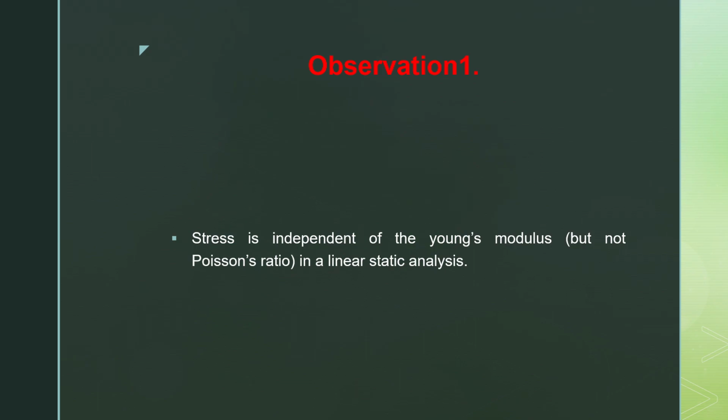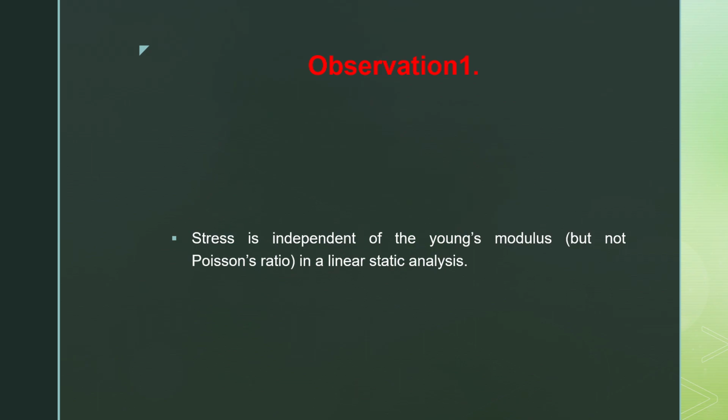Observation one: the stress induced in the structure is independent of the Young's modulus. Let us say you have a structure made of steel, and it is showing a maximum stress of 100 megapascals. Now, even if you change the Young's modulus of the structure from 200 GPa to, let us say, 30 GPa, still no change will be observed.